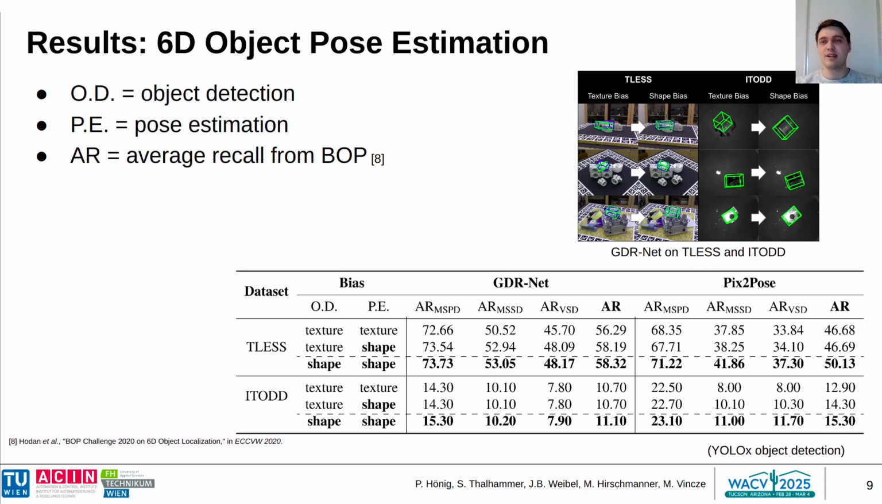Now let's look at the results for 6D pose estimation. 6D pose estimation is evaluated using Pix2Pose and GDRNet. We use the average recall as described in the BOP paper by Hodan et al. One can already see that the improvement is greater for the TLES dataset compared to the ITOT dataset, and that performance benefits most from a shape bias in both the detection and the pose estimation stage.